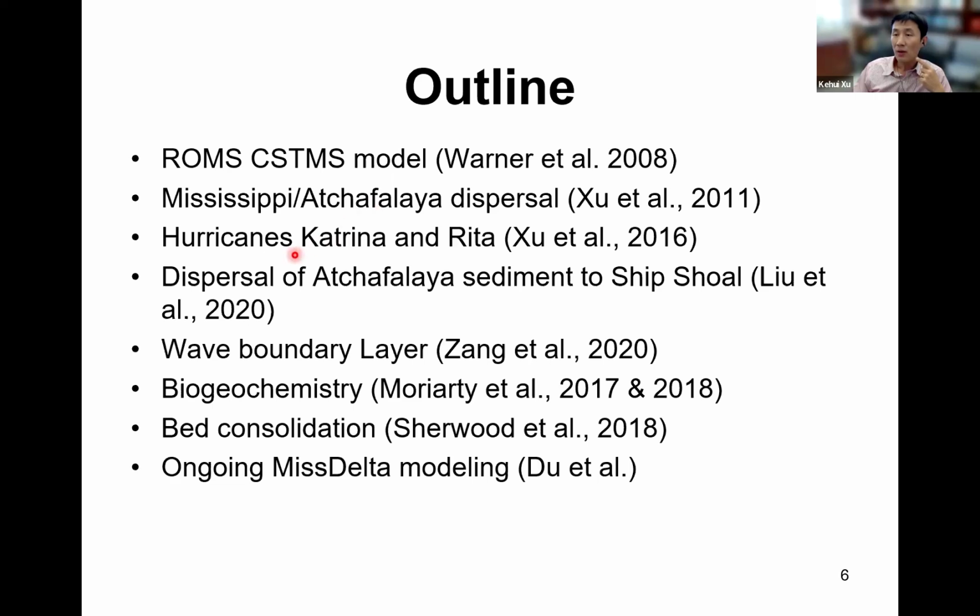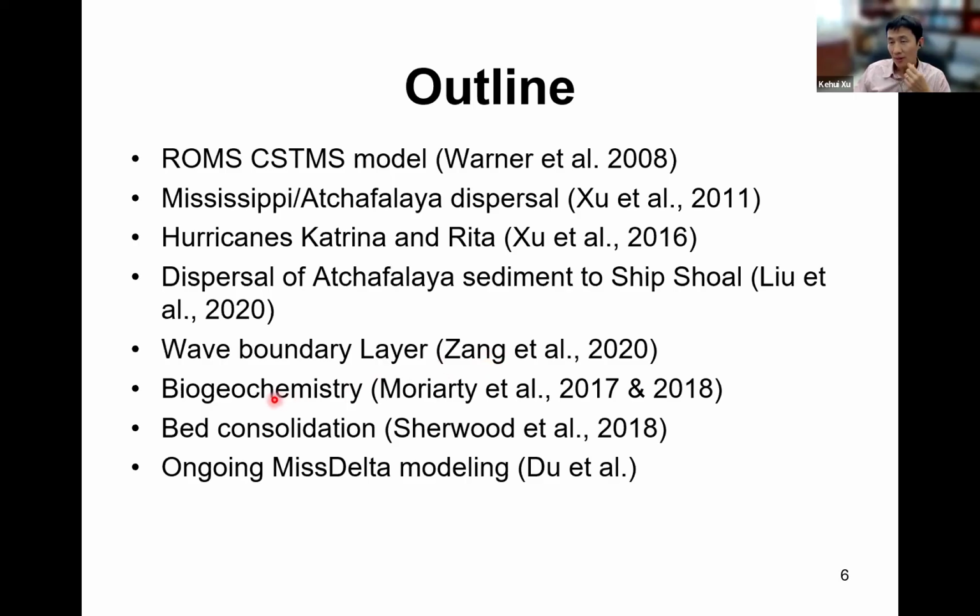And then I will talk about the sediment transport during two large hurricanes in the year 2005, Katrina and Rita. After that, I will look into the dispersal of Atchafalaya sediment onto Ship Shoal, which is a large submarine shoal being used for dredging and coastal restoration projects. Then I will talk about the wave boundary layer, which is a very important thin layer on the bottom. This was led by Zhengchen Zhang and George Xue.